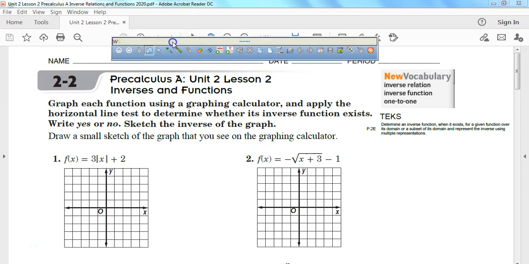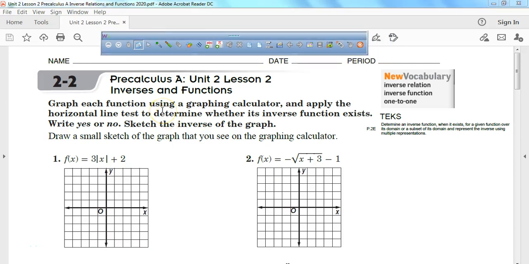Hello everyone. What we're going to be talking about today is inverses and functions. One thing we're going to be talking about is what's an inverse relation, what's an inverse function, what is a one-to-one function, and what that means.